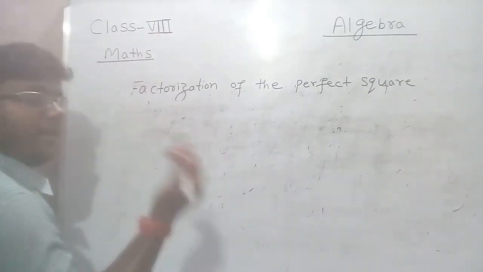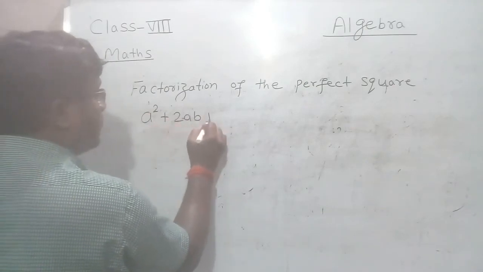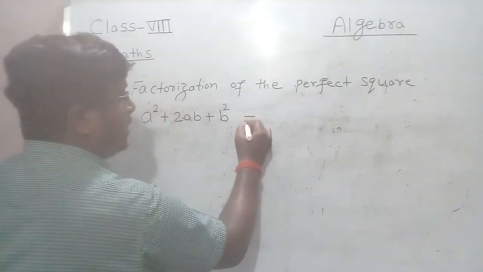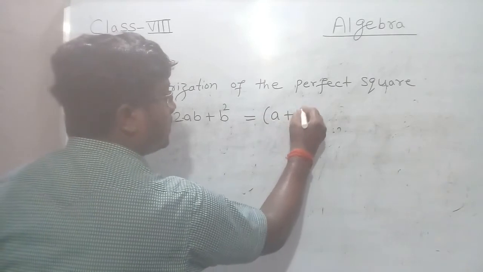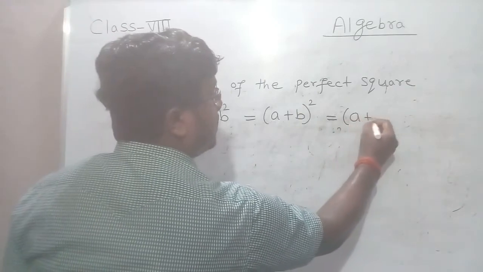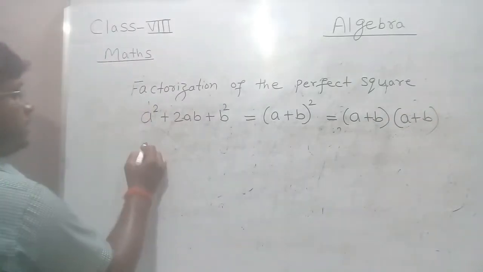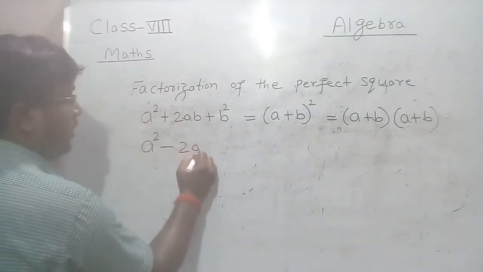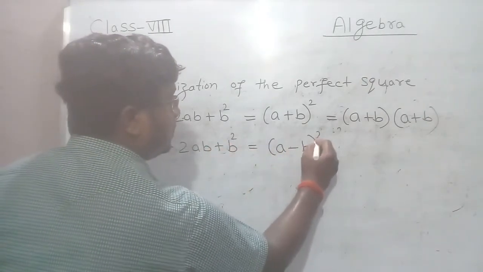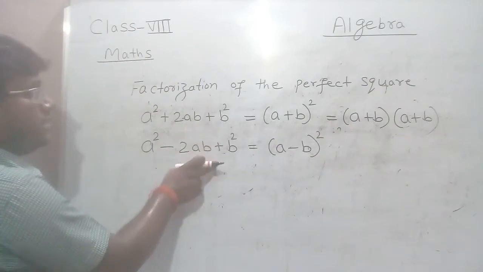For example, either a square plus 2ab plus b square. If we see such an expression, a square plus 2ab plus b square, we can write it as a plus b whole square. Here a plus b whole square simply represents a plus b into a plus b. Or it may be in the form a square minus 2ab plus b square, so you can write a minus b whole square. It means a minus b into a minus b. So this type of factorization you may get.